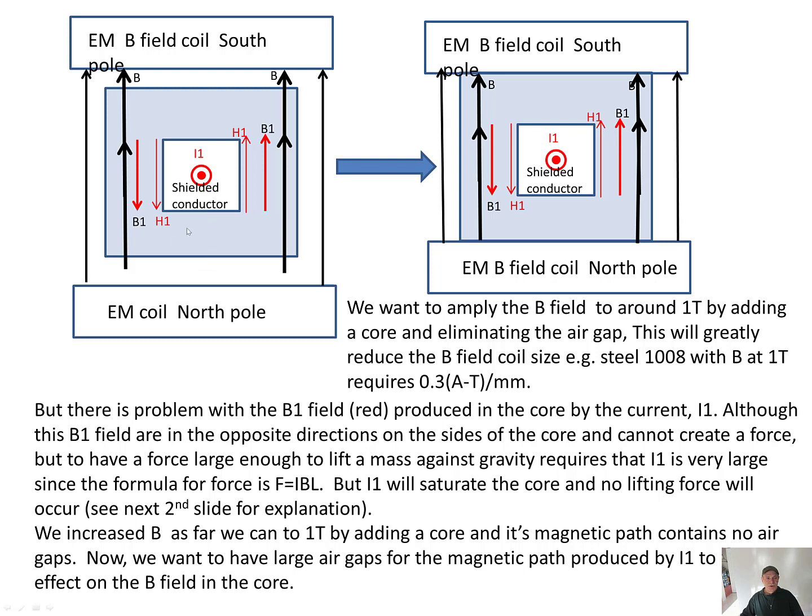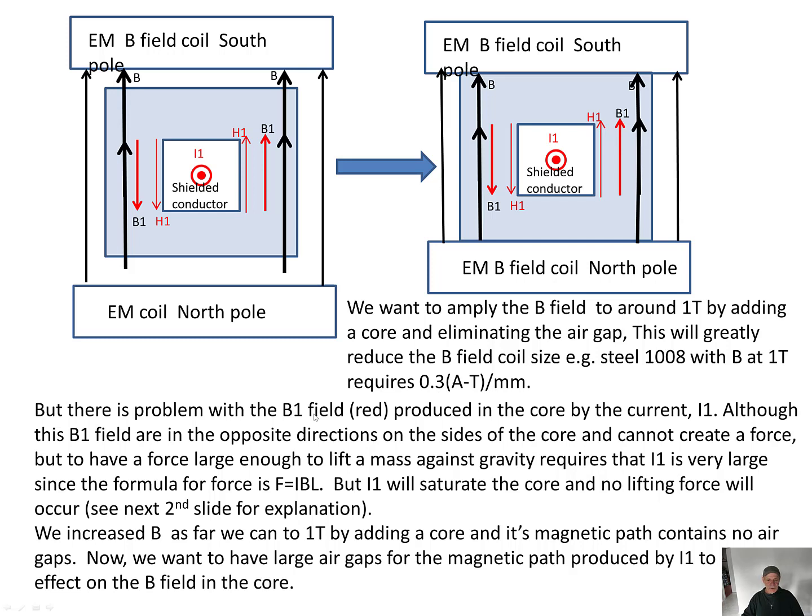So what we want to do is we want to eliminate the air gap for the electromagnetic coil so that it will be easy. We only need small current to create the B field. We want to amplify the B field to around 1 Tesla by adding a core and eliminating the air gap. This will greatly reduce the B field coil size, e.g. steel 1008 with B at 1 Tesla requiring only 0.3 ampere turns per millimeter.